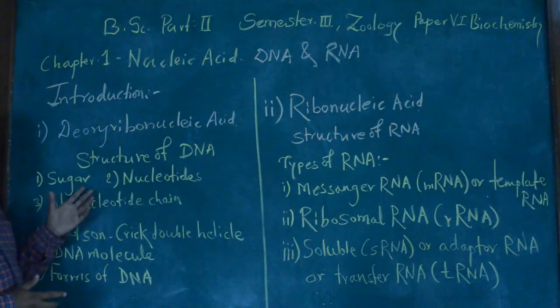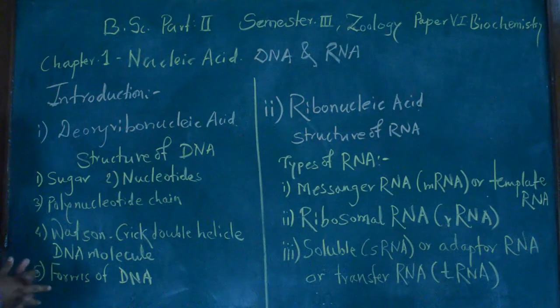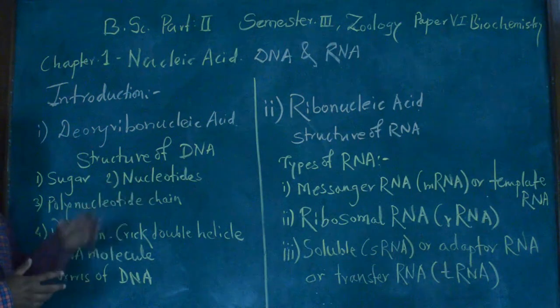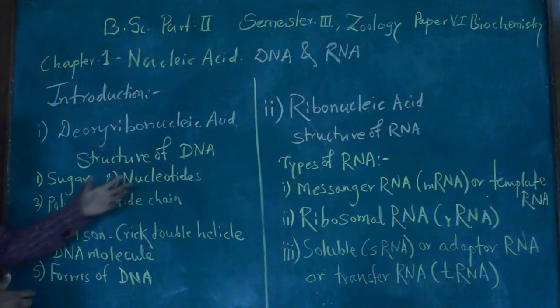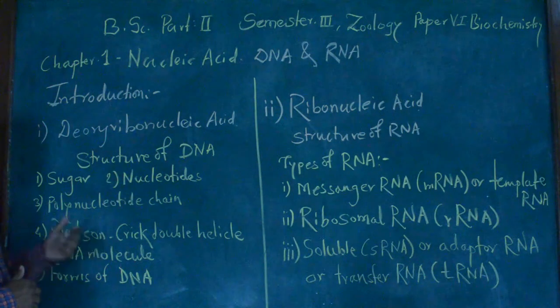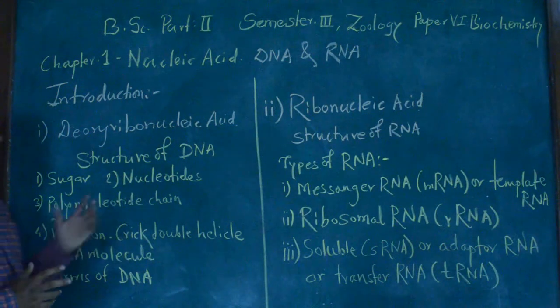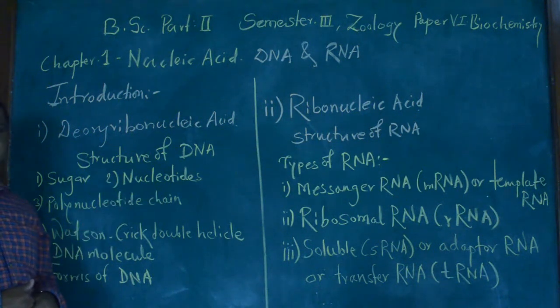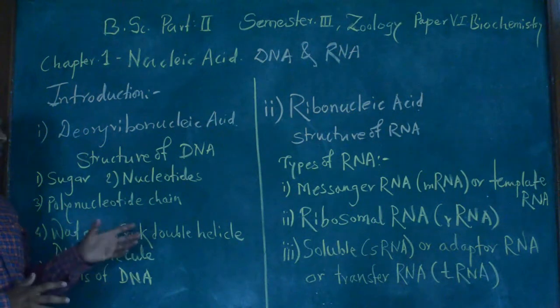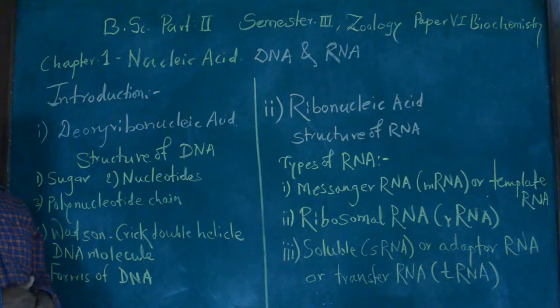First of all, we consider the structure of the DNA. It consists of sugar and nucleotides. What type of sugar it consists of, what type of nucleotide it consists of, and what type of polynucleotide chain it has will be explained one by one. The sugar is deoxyribose sugar, and the nucleotides are adenine, thymine, guanine, and cytosine. In the case of RNA, uracil is present in place of thymine.